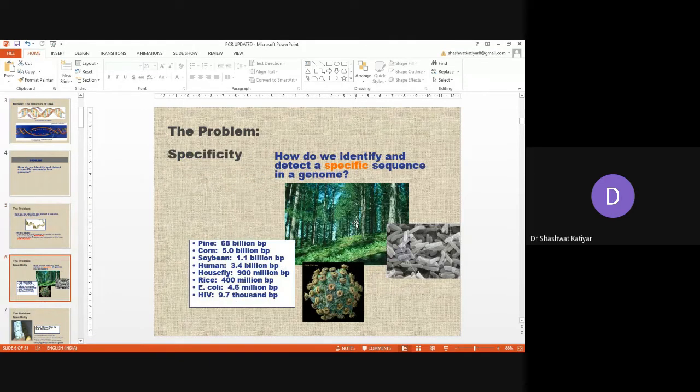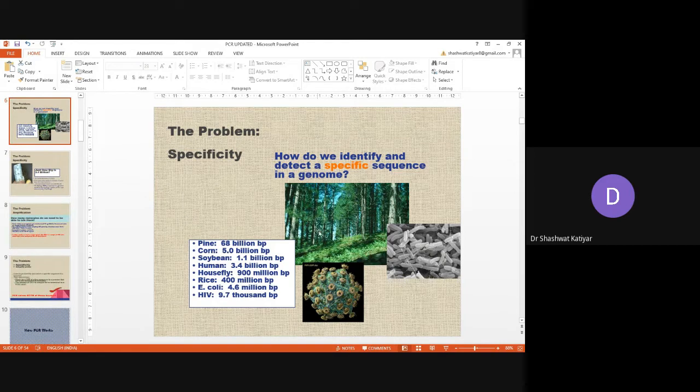The next thing is, how do we identify and detect a specific sequence in a genome? There are lots of organisms whose particular genomes we have to amplify, and these are a list of some sequences. Suppose human has 3.4 billion base pairs, whereas housefly has 9 million base pairs. HIV has 9.7 thousand base pairs. So these are organisms which have different types of genomes. To maintain its integrity or stability, as a genome bank structure, we need a polymerase chain reaction to identify that particular genome.